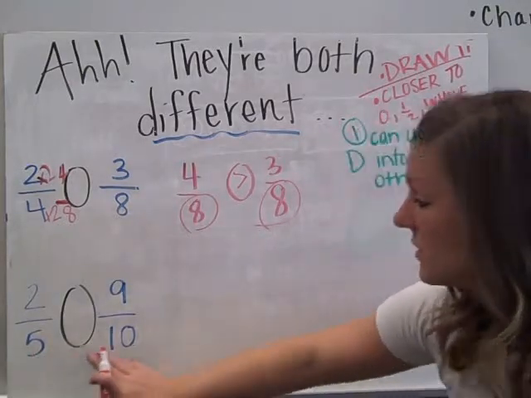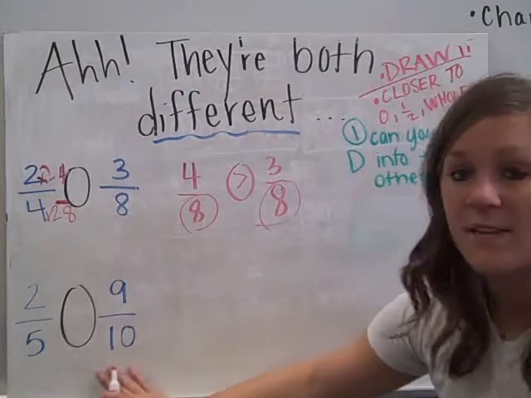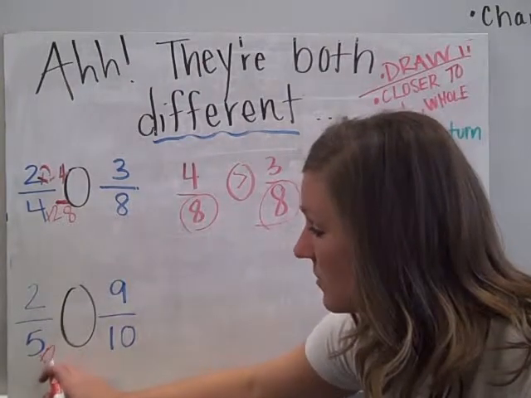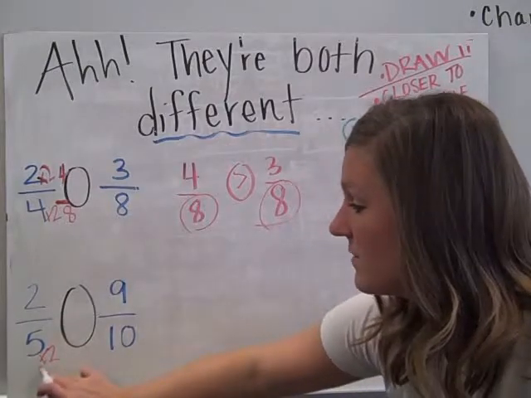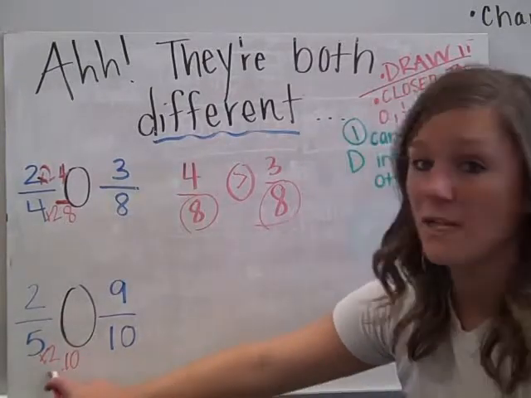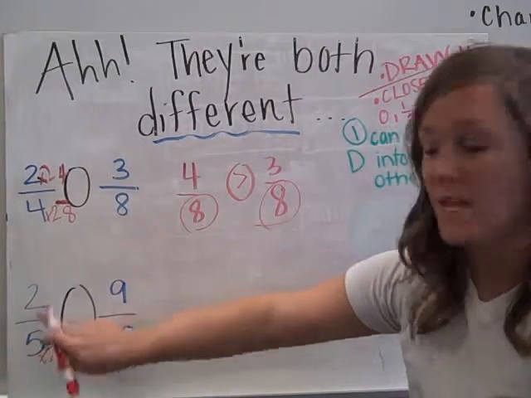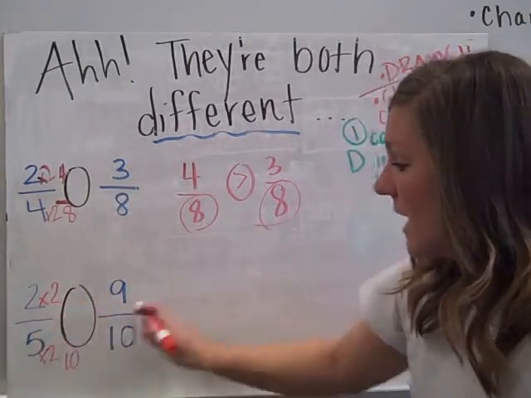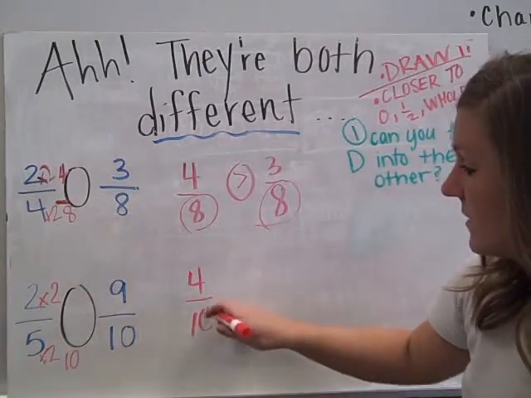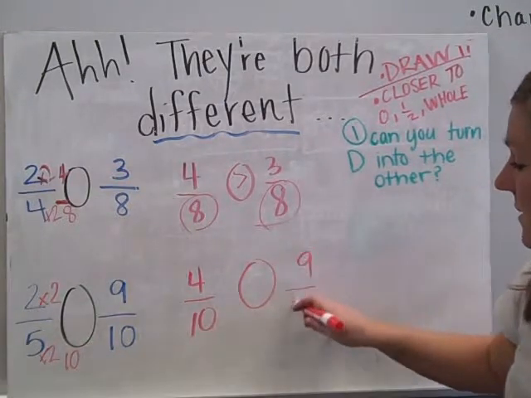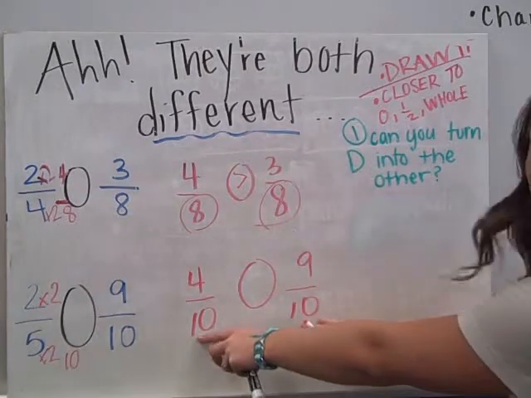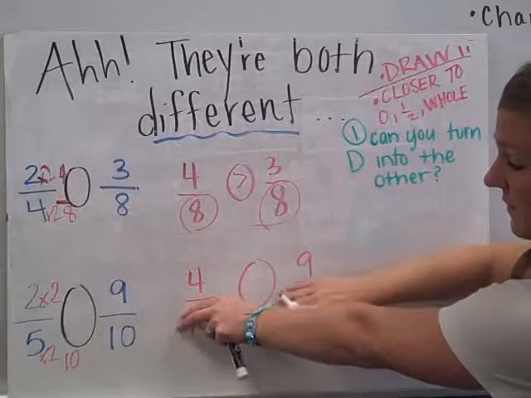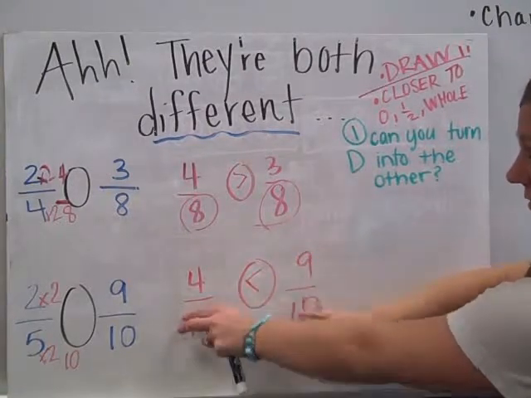Can I turn this smaller number of 5 into 10? Yes, I can. Again, all I have to do is multiply it by 2. 5 times 2 is 10. And what I do to the bottom, I do to the top, and I just use the same number. Okay, 2 times 2 is 4 again. So now I have 4/10 compared to 9/10. These are the same, so I just have to compare the value up top, 9 and 4. 9 is more than 4, okay?